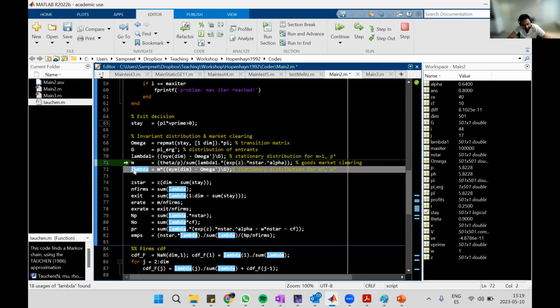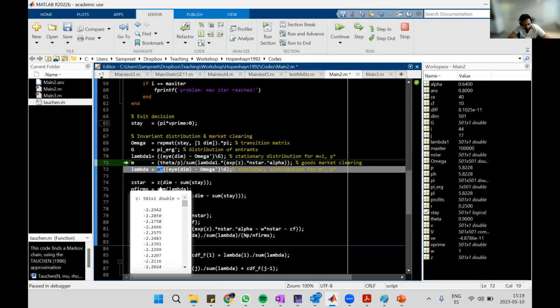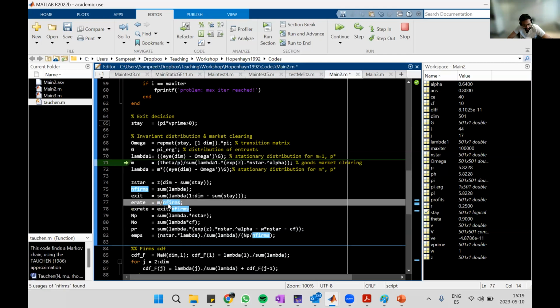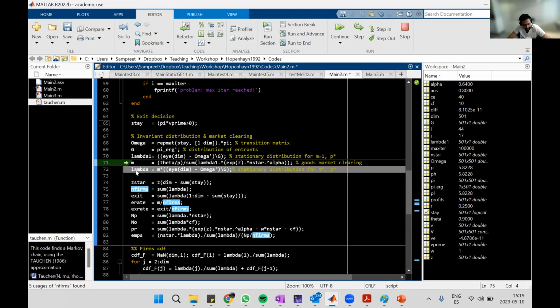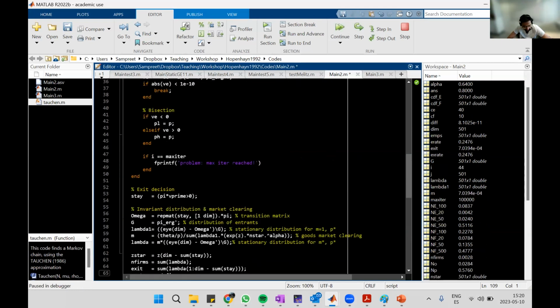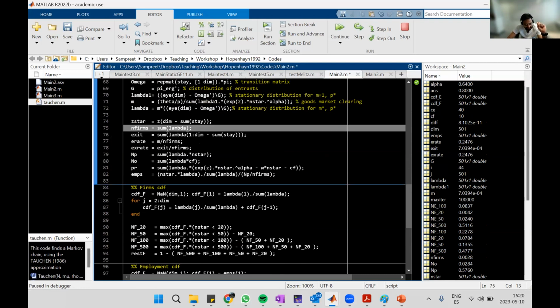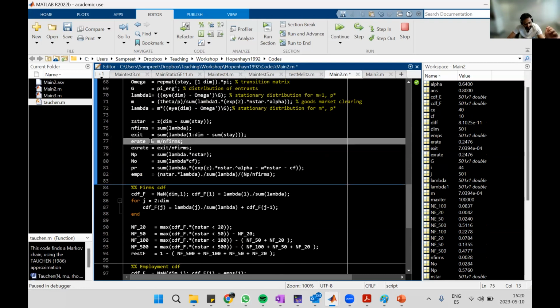And then I readjust my distribution of firms with M. So this is my new distribution of firms. If I want to compute my entry rate, I just need to divide M by the number of firms, which is the total sum of lambda. So in this economy, the total mass of firms is 0.0028. The entry rate is around 25%, and the exit rate should also be the same, around 25%.